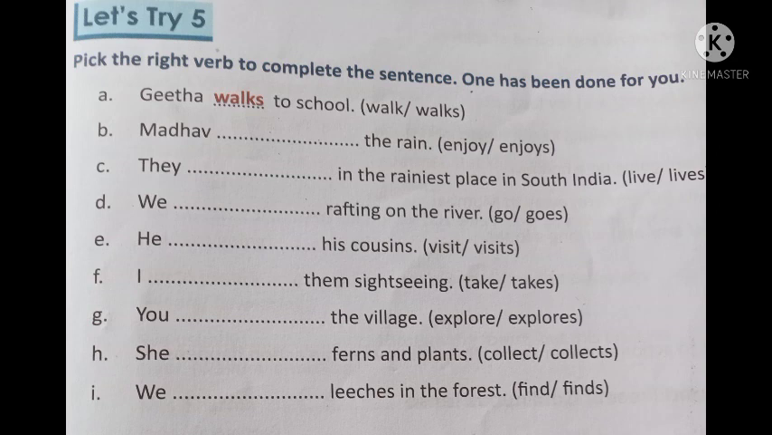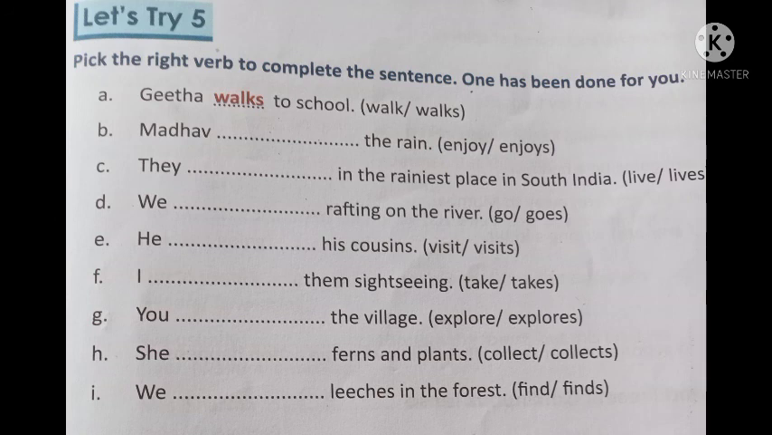Now we will read the next one. She dash ferns and plants. The options are collect and collects. She is the singular subject. She is a singular subjective pronoun. So we will use the s form. We will use the verb with s or es form. And where is the correct verb? Yes, collects is the correct answer. She collects ferns and plants.